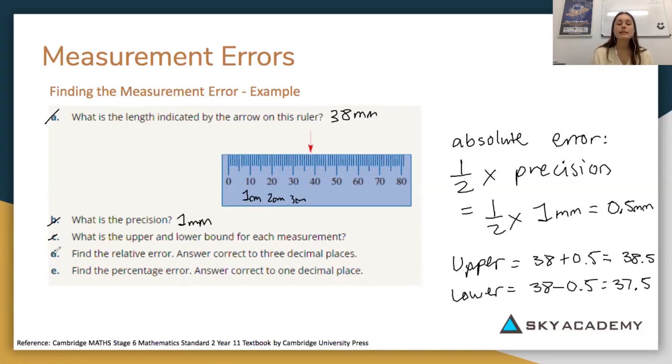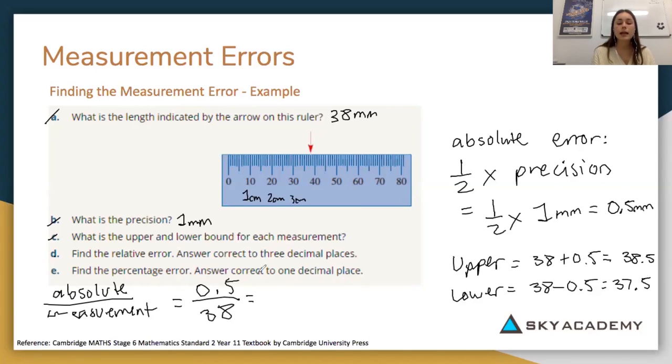Then question D says, find the relative error. So we know the relative error to be the absolute error over the measurement. So our absolute error over our measurement is going to be 0.5 over 38. And if you put that into your calculator for question D, it is going to leave us with 0.013.